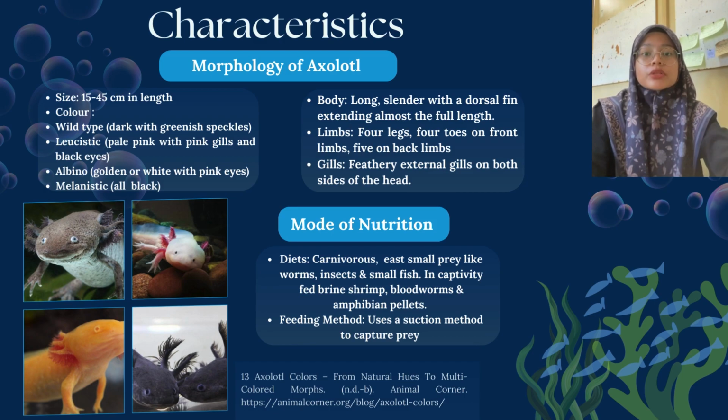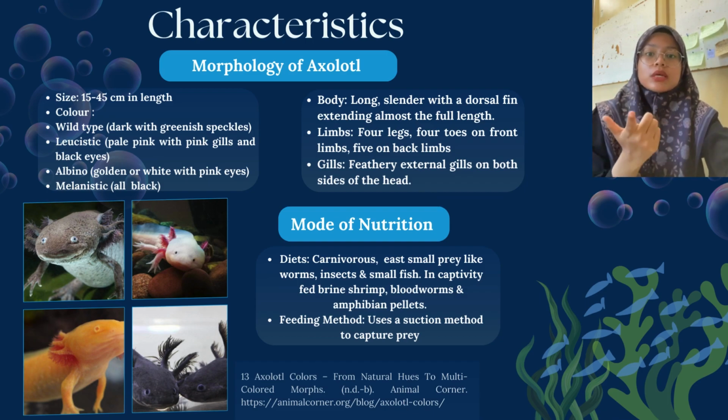I will explain about the mode of nutrition of axolotls. Axolotls are carnivores, which means they eat meat. They like to eat worms, insects, and small fish. In captivity, people feed them brine shrimp, bloodworms, and special pellets.